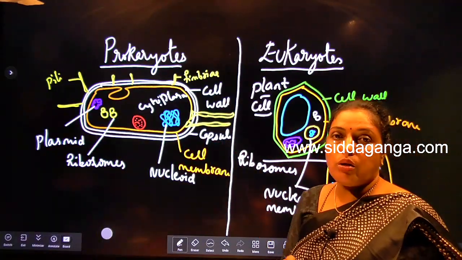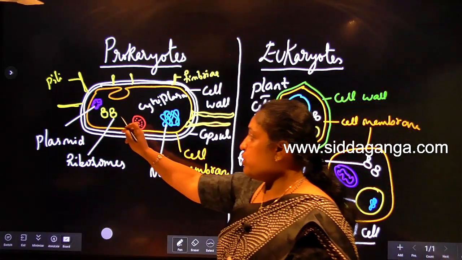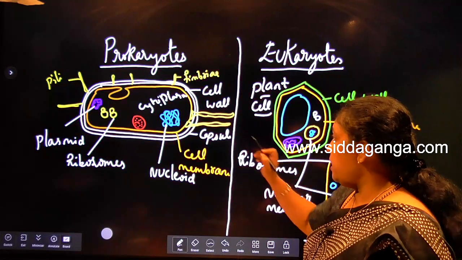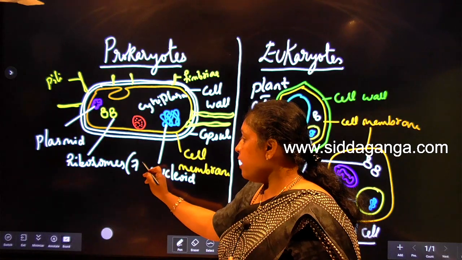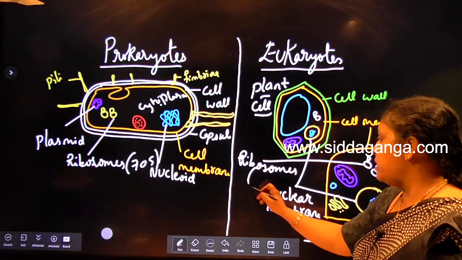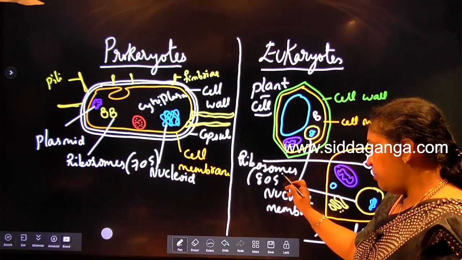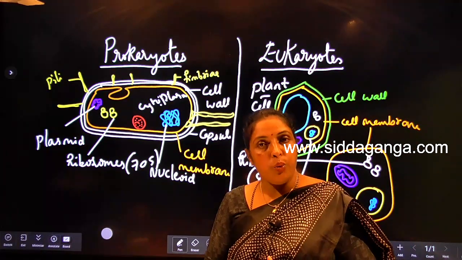The organelle we see in both, the non-membrane bound organelle, is the ribosome. Ribosomes are seen in both prokaryotes and eukaryotes. In prokaryotes the ribosome size is 70S, whereas in eukaryotes it is 80S. That much difference between ribosomes is seen in prokaryotes and eukaryotes.